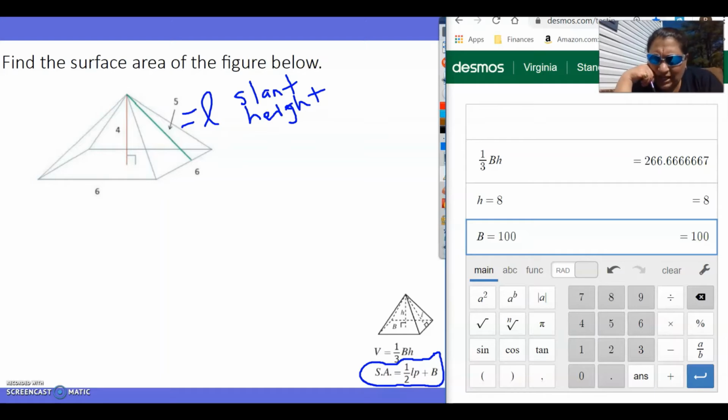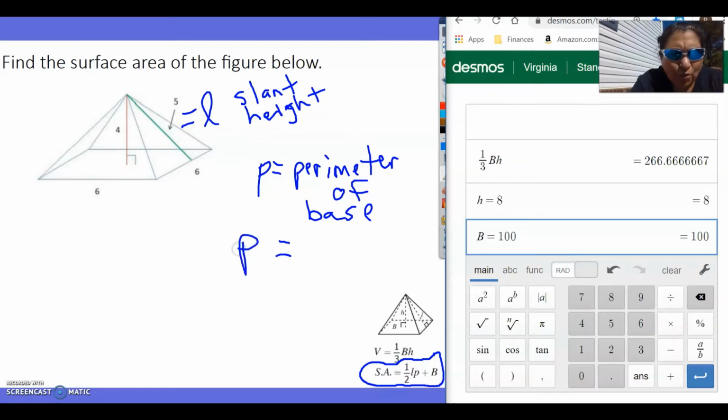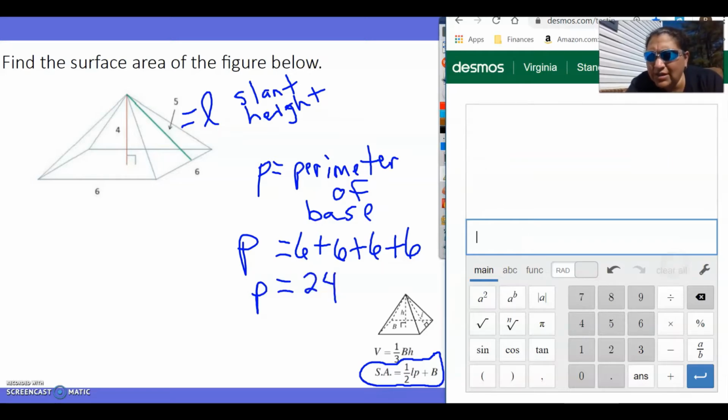Okay, we need to figure out P, which is the perimeter of the base, which means all the sides added together. And if it's a square, all the sides are the same. So you know perimeter is going to be 6 plus 6 plus 6 plus 6. Okay. And that is 24. You can use your calculator if you want. I used my head, but I suggest you use your calculator.